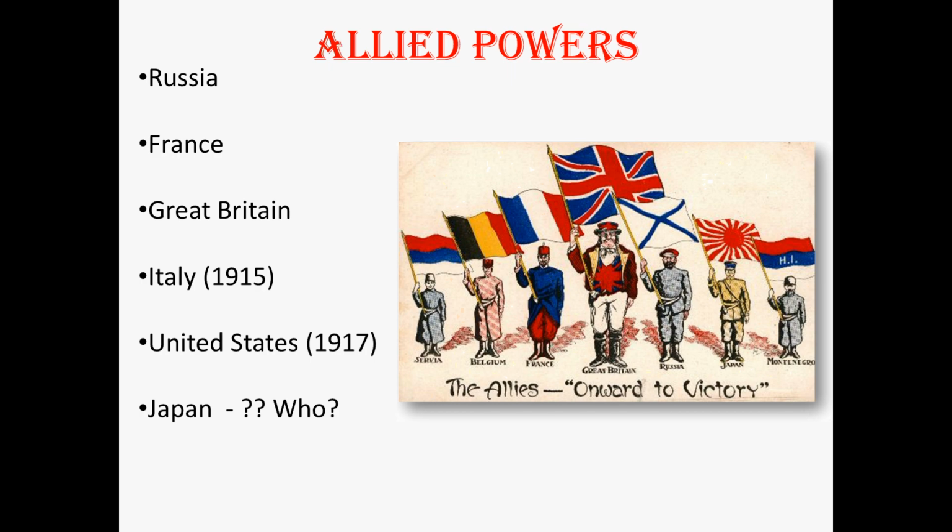Okay, so our allied powers. So you've got on your outline a space where you could create a chart where on one side you would have the allied powers, also known as the Triple Entente. And you could just make a short list there: Russia, France, Great Britain, those are the original members of the Triple Entente. Italy will join in 1915. The United States will join in 1917.